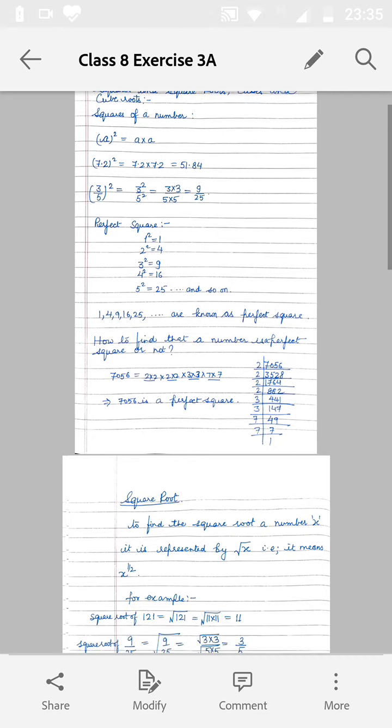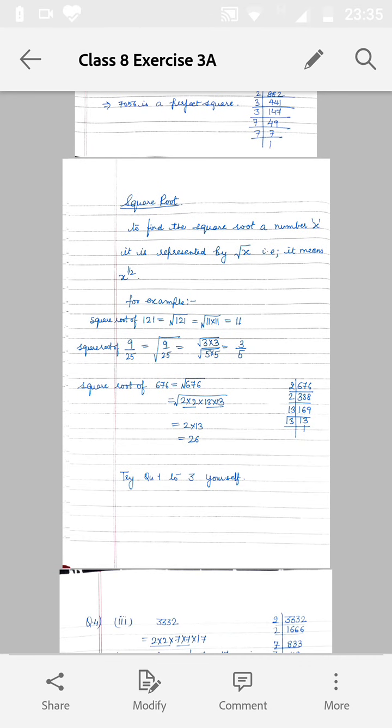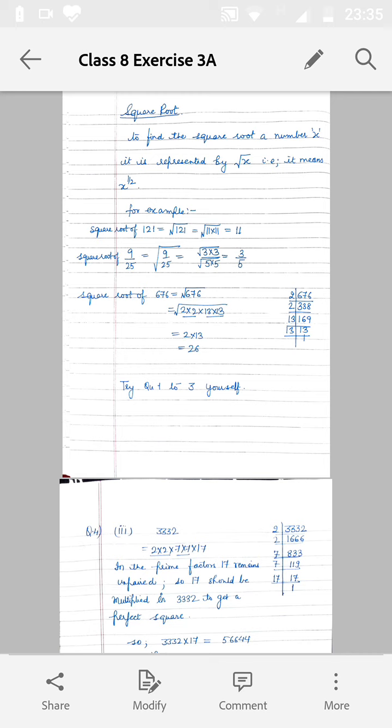Then to find the square root of any number, we represent that number under the square root symbol. So this is the symbol of square root. It means x is raised to the power half. So if I find the perfect square root of 121, then it can be represented as 11 into 11. It shows that 11 is the square root of 121 and 121 is the perfect square of 11. In the same way, for 676, 26 is the square root of 676 and 676 is the perfect square of 26.